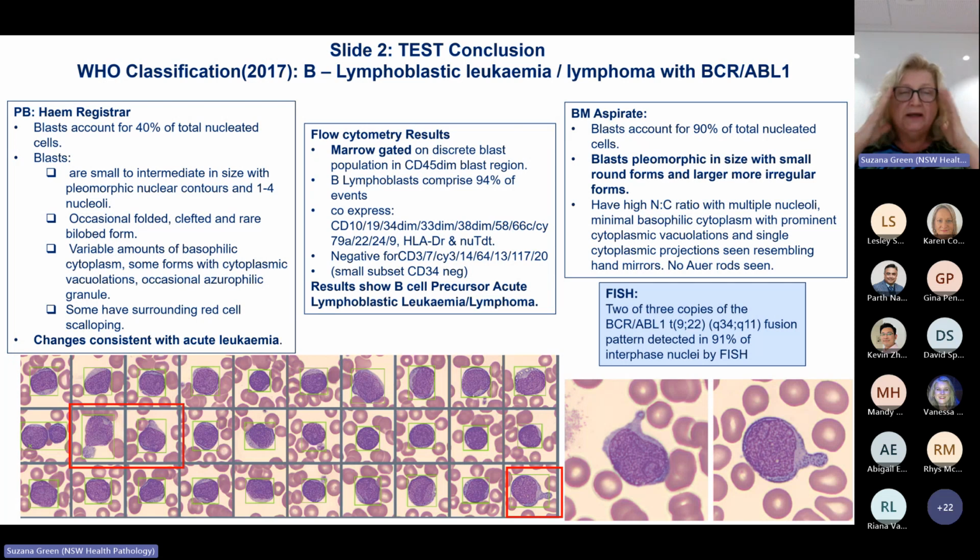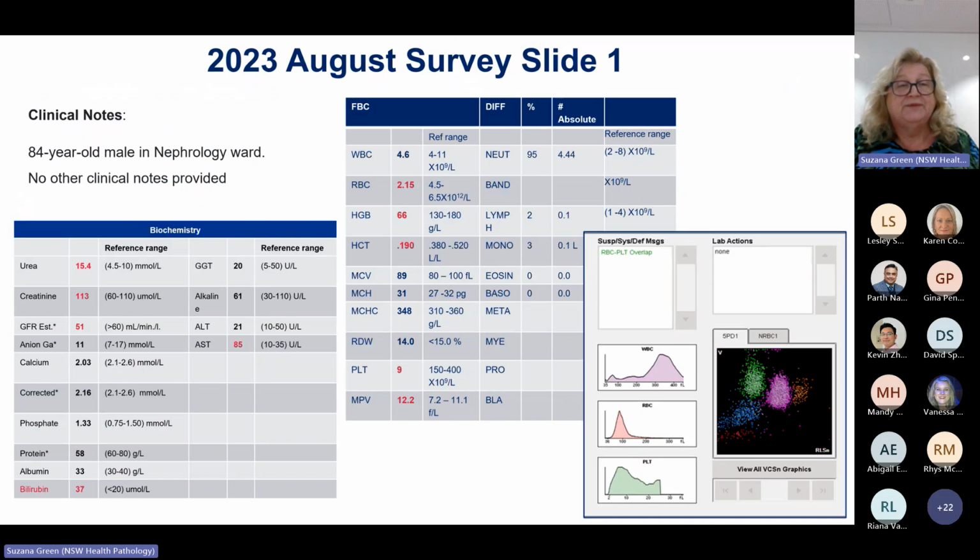At the end of every survey, I put out a test conclusion, which was a PDF attached to each survey. And so it sort of closed the educational loop on this survey: what the patient actually had, how it was reported by our registrars on our peripheral blood, on the flow that was done, the bone marrow aspirate, as well as obviously the FISH and the cytogenetics, which gave it its ultimate classification of lymphoblastic leukemia/lymphoma with a BCR-ABL fusion gene. So they would get each one at the end of each survey.